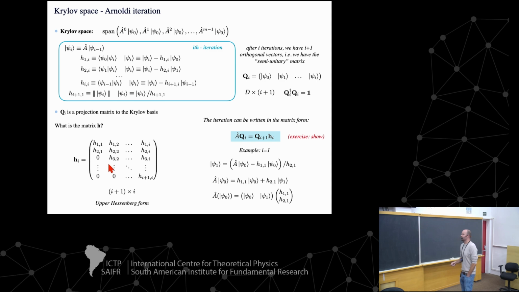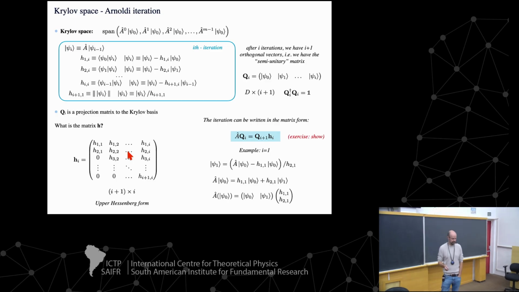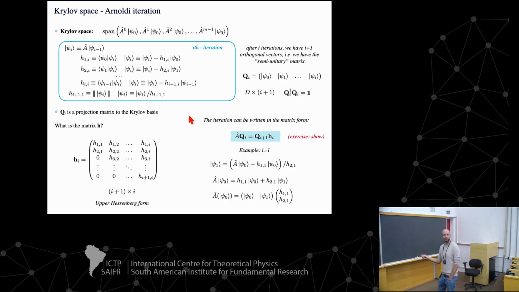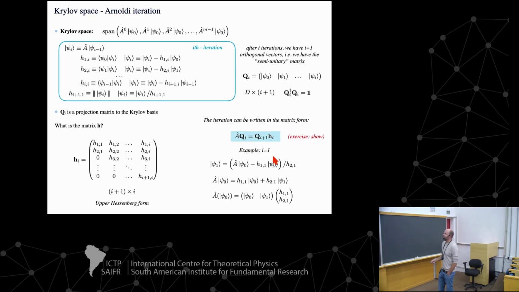So what is this matrix? In order to understand it, I want to quickly convince you that this iteration I did here, I can also write in a matrix form. If I write this iteration in a matrix form, I can write it like this: matrix A applied to this matrix Q at iteration I is the same as the matrix at iteration I plus 1 times this H matrix. I'm not going to show the full proof of this, but I give you the example for the first iteration.